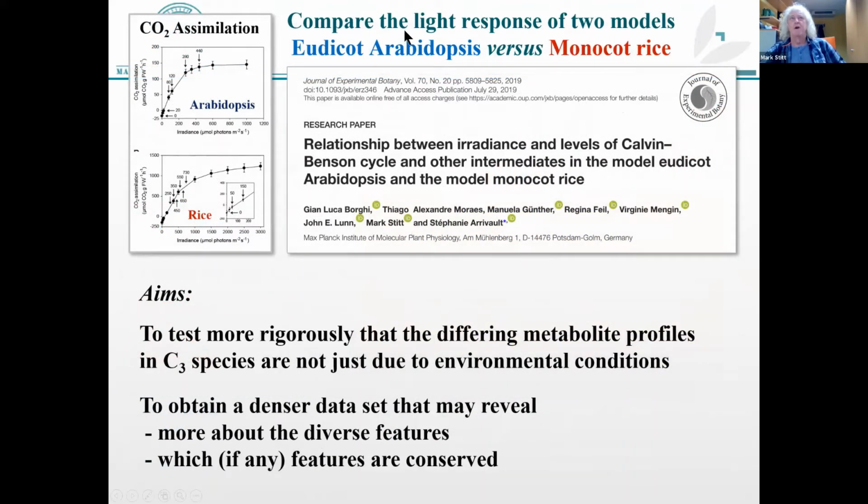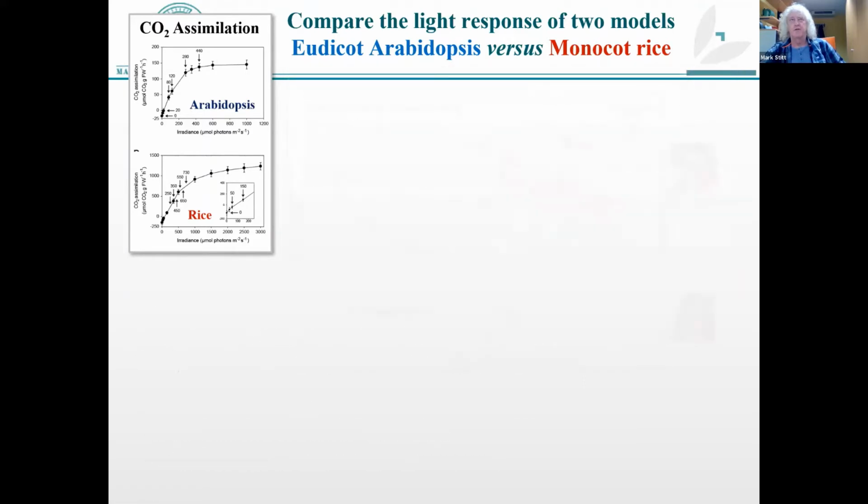So now I come on to another experiment. In this experiment, we took two plants, Arabidopsis and rice, and we harvested across their light saturation curve. And the aim here was to test more rigorously that differing metabolite profiles in C3 species are not just due to environmental conditions. And the other was to obtain a denser data set to learn more about what is diverse and also to see if anything is conserved.